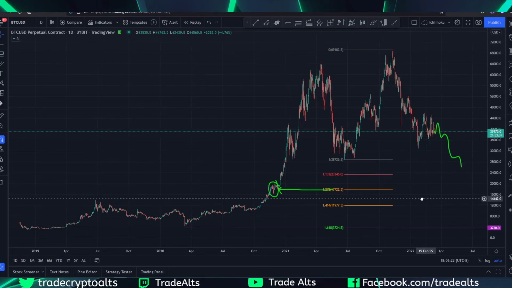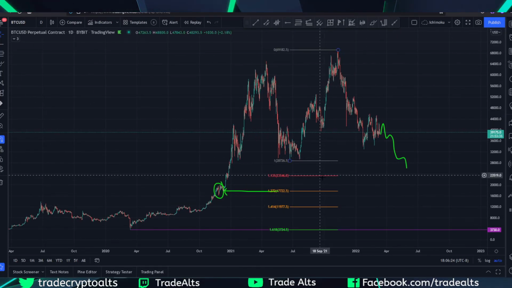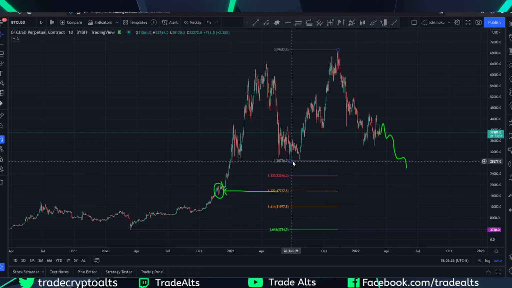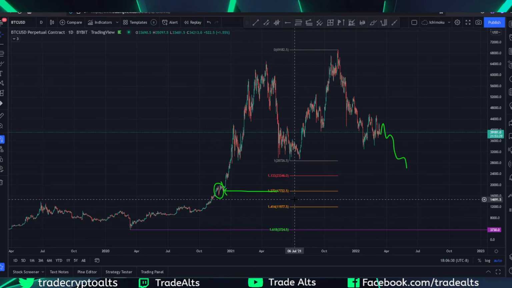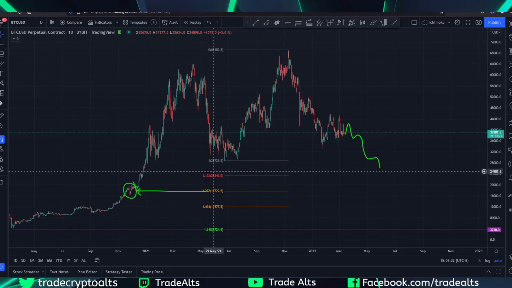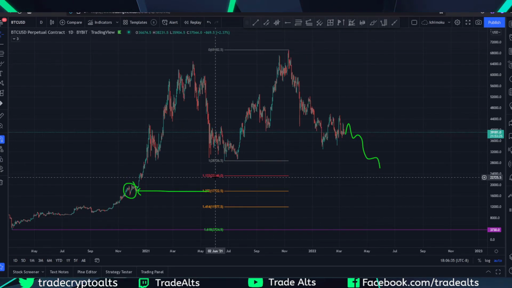But again, I think that these Fibonacci expansion targets to the downside become very relevant if we take this low. I definitely think these are very relevant targets. I think that the 1.133 holds up. Now, I'm kind of getting more into analysis versus teaching you how the expansion tool works, so I'm going to cut it here. But I just want to demonstrate how you can utilize this tool with analysis.